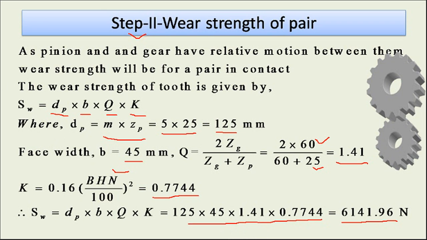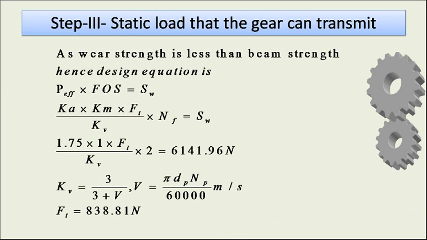Now you have to find out the static load that the gear can transmit. As we have calculated the beam strength and the wear strength, we observed that the wear strength is less than the beam strength. Therefore, in the design equation we equate the product of effective load into factor of safety with the minimum of SB and SW. If we compare, we found that here wear strength is less, and therefore this SW is put over here.